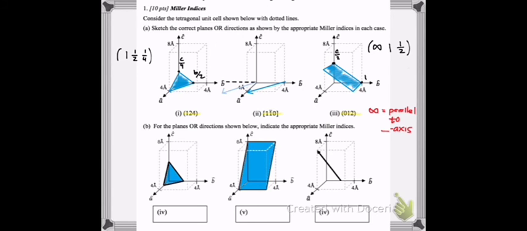Alright, now let's look at part B, where we have to give the Miller indices from the planes or directions shown. So let's look at the plane over here. Let's look at the intercepts there. So that looks to be halfway at A. If you just look at the unit cell, it looks like halfway in every direction on each axis. So we've got A over 2 here, B over 2 there, and C over 2. Halfway along each axis.